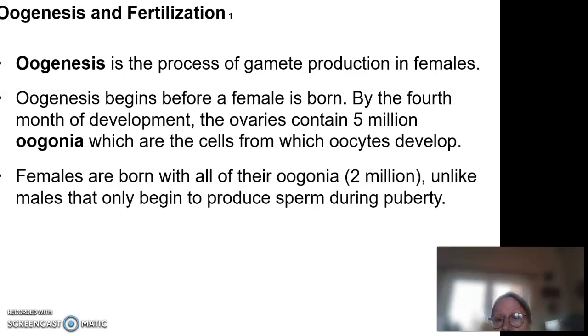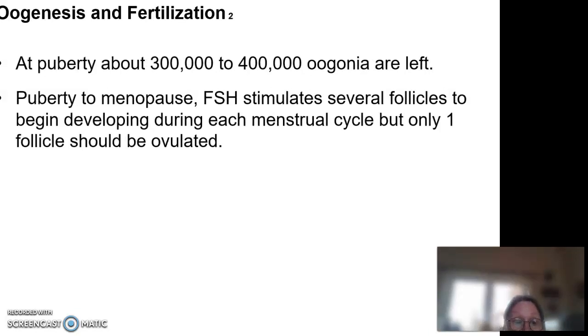Oogenesis begins before a female is born. By the 4th month of development, the ovaries contain 5 million oogonia, which are the cells from which oocytes develop. Females are born with all of their oogonia, 2 million, unlike males who only begin to produce sperm during puberty. So basically, women can get pregnant anytime, but not usually until they start their menses.